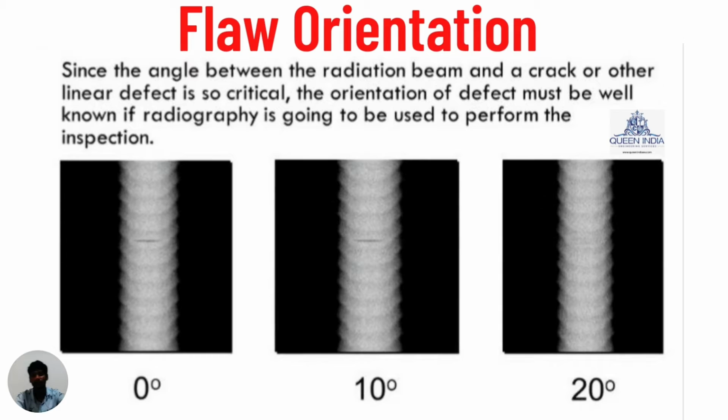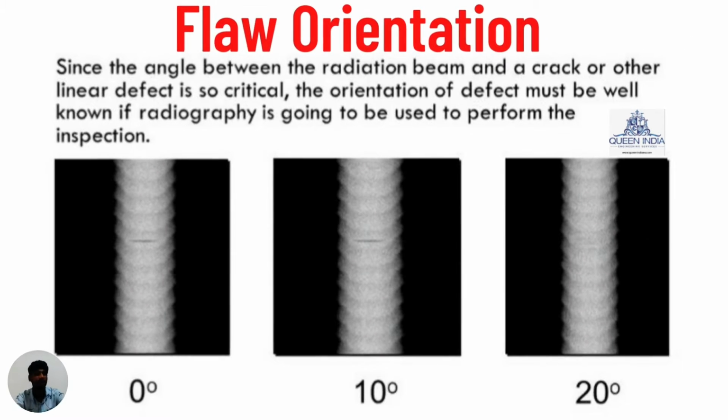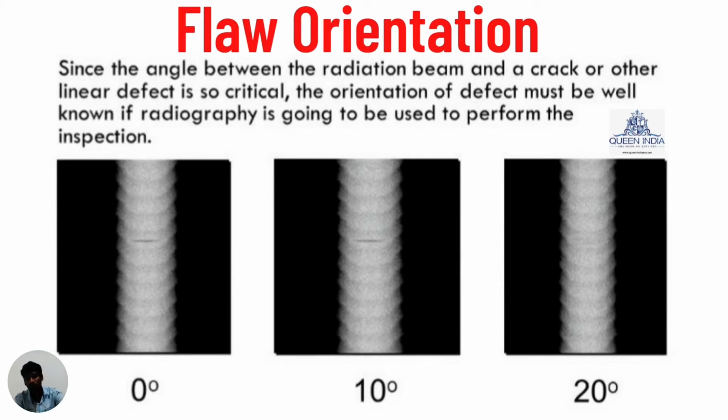Next, the angle of defect is the orientation between the radiation and other linear defects, which is critical. At a 0 degree angle, the defect will be seen in the radiographic film, and at 10 degrees or less than that the defect can still be seen. But at more than a 10 degree angle of penetrating X-ray, the film will not be exposed to the defect. This is flaw orientation. Shall we move to the next slide?